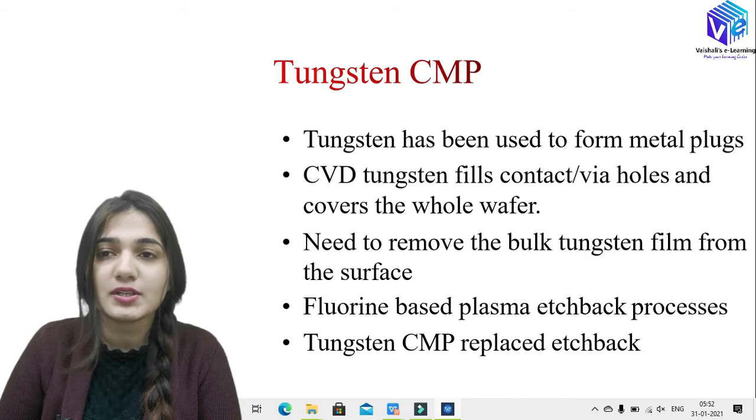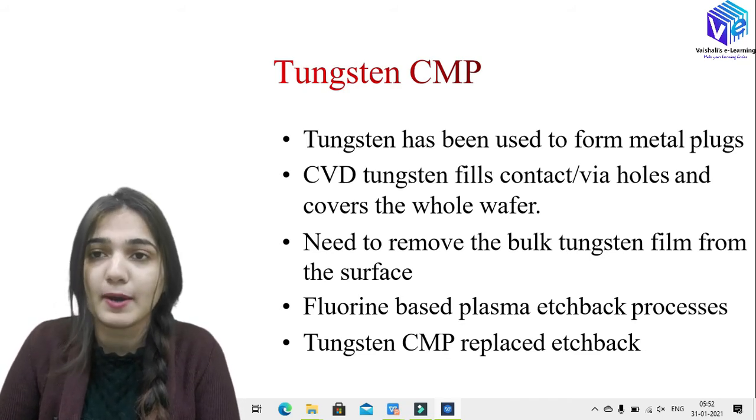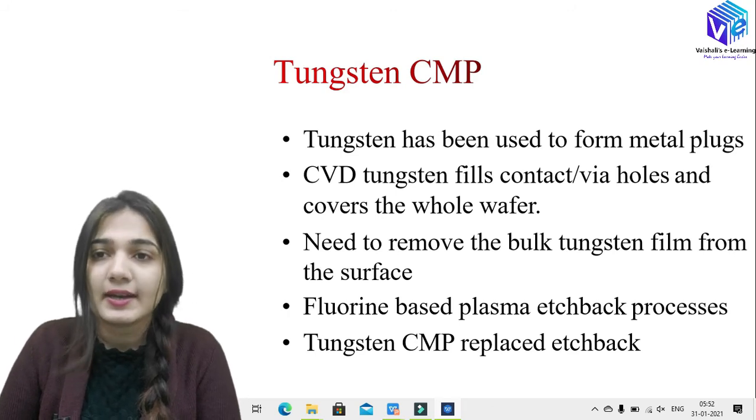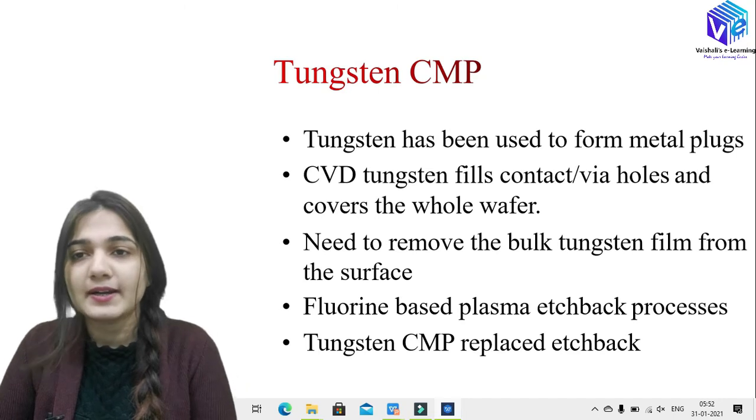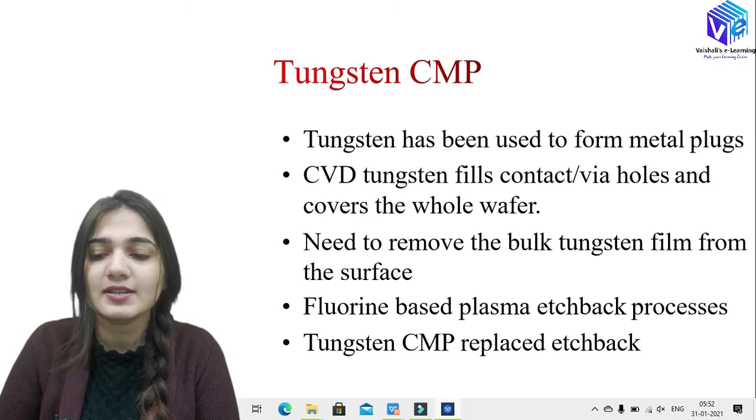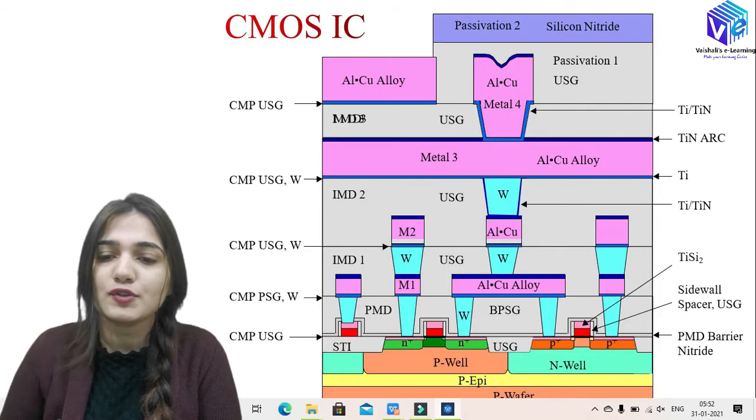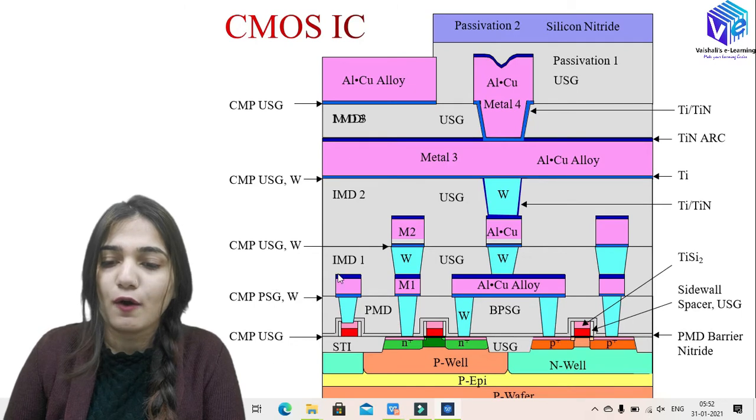But the CMP process is far better than the plasma etchback process. I have already talked about the plasma etchback process, right? I hope you remember that. But now the CMP is far better, it has more advantages than the plasma etchback process, and this is the reason tungsten CMP has replaced the etchback process. Okay, so you can see here at all of these processes we have used the CMP.